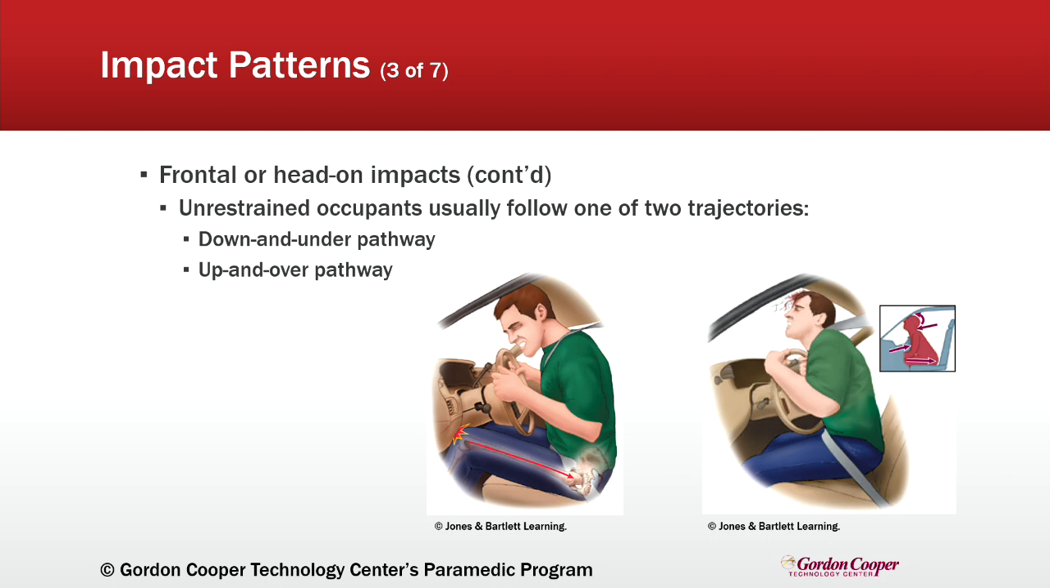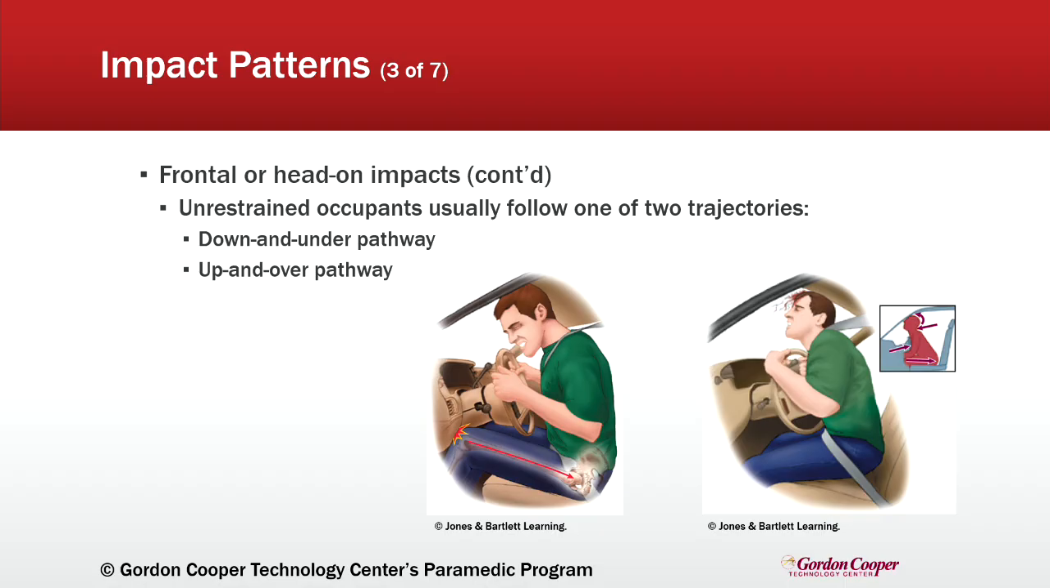Unrestrained occupants typically follow one of two movement patterns during a crash. They may take the down and under pathway, which occurs when the occupant slides under the steering column or dash, causing the knees to strike the dash. In this pathway, deceleration energy travels up the femurs to the pelvis, while the upper torso continues forward until it hits the vehicle interior. Injuries to watch for, of course, are femur fractures, knee fractures and dislocations, hip and pelvic fractures, hip dislocations, spinal injuries, rib fractures, and pulmonary and cardiovascular trauma.